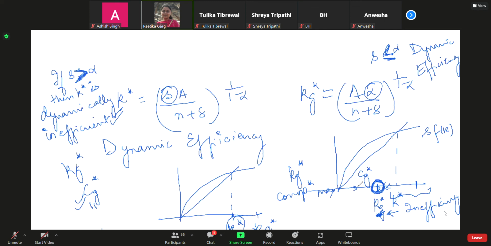But to the left of K star, if you were to reach Cg star, which is the maximum level of consumption in the steady state in future, you will have to sacrifice current consumption and accumulate more capital so that you are able to reach Kg star, which will give you Cg star in the future. So at present, you're sacrificing some consumption to achieve higher steady state levels of consumption. So you're not better off in every sense. So this is a point of dynamic efficiency. To the right, you can be better off without being worse off either today or in the future steady state. So that's why points to the right of Kg star are points of dynamic inefficiency.